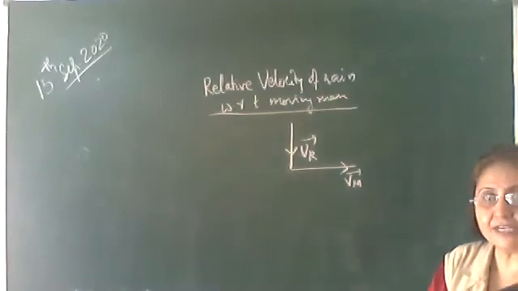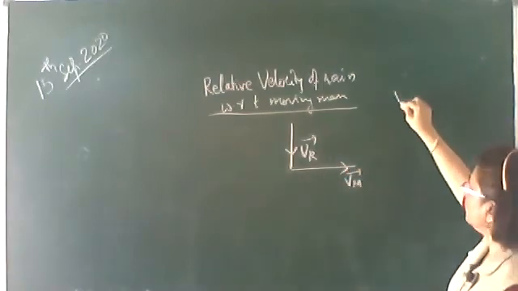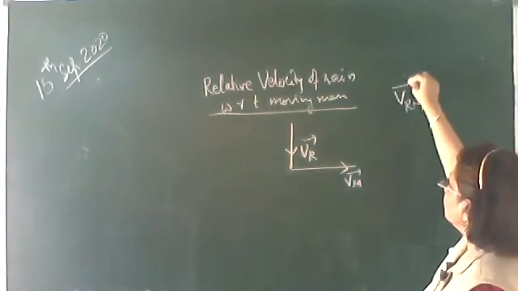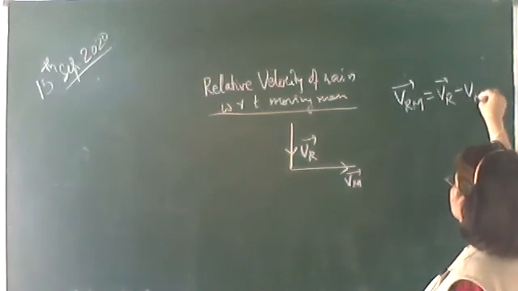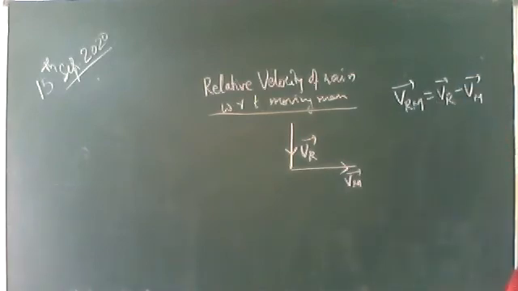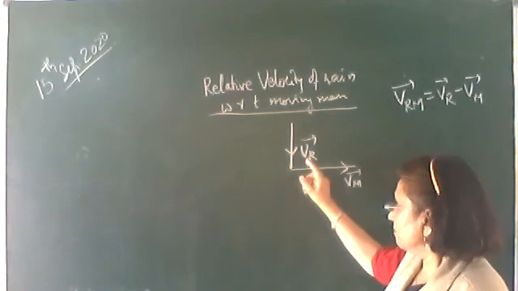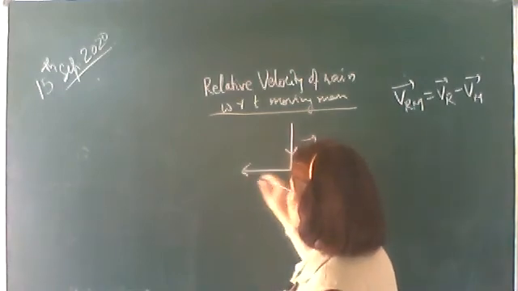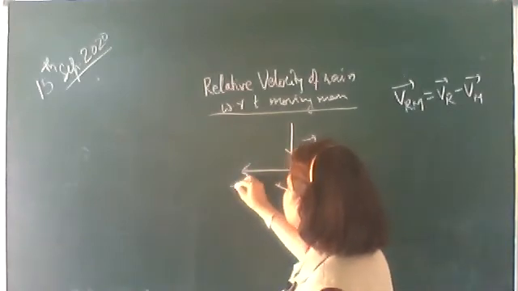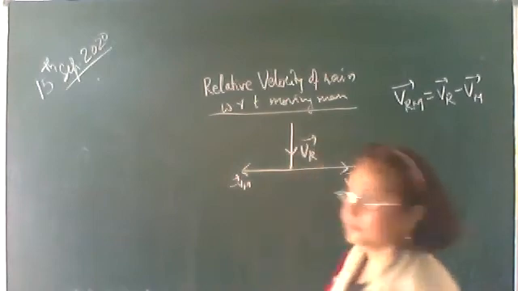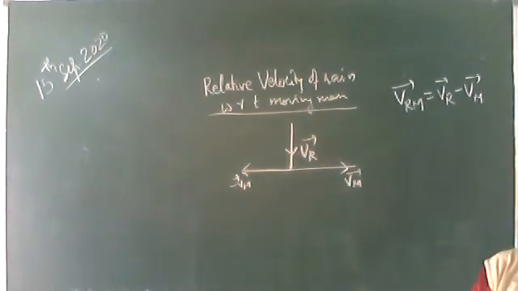Okay, and what do you have to find out? Relative velocity of rain with respect to man. Of rain with respect to man, we know that it would be equal to VR minus Vm vector. So minus Vm vector, same magnitude, opposite direction. This is minus Vm vector. Now VR and minus Vm should be acting along the two adjacent sides of the parallelogram.